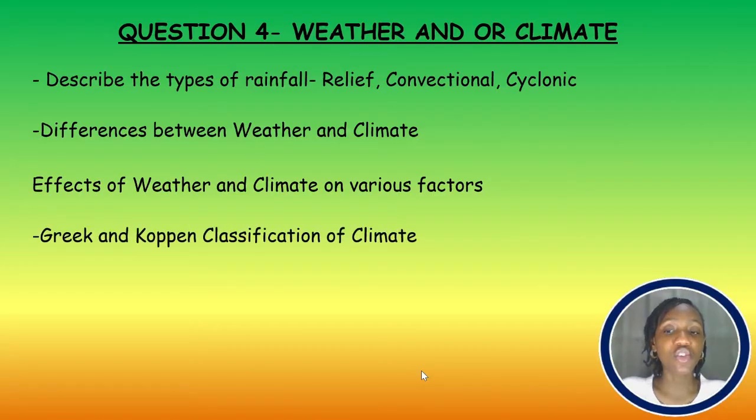Greek and Köppen classification of climates. This is another commonly tested question. Under this alone, you could be asked a variety of things. One of the things being the basis of classification. That is how Köppen's classification is based on temperature and rainfall, while the Greek classification is based only on temperature alone. And Köppen's classification can further be divided into subgroups that have different symbols like AF, that's A in capital letter, F in small letter, AW, BS, CW.